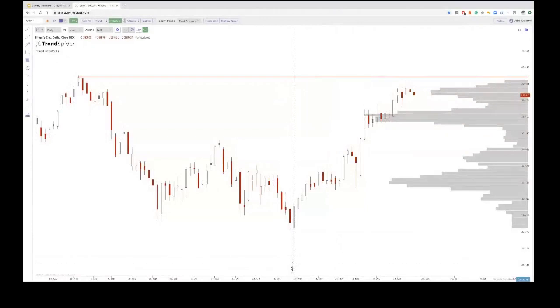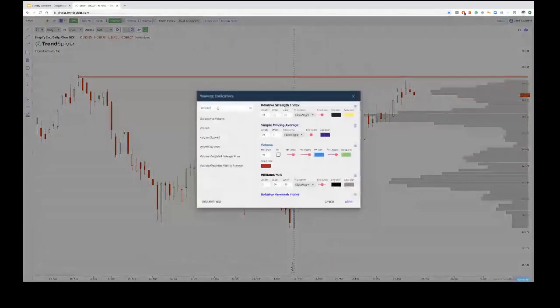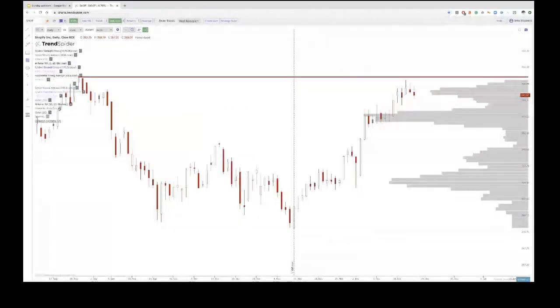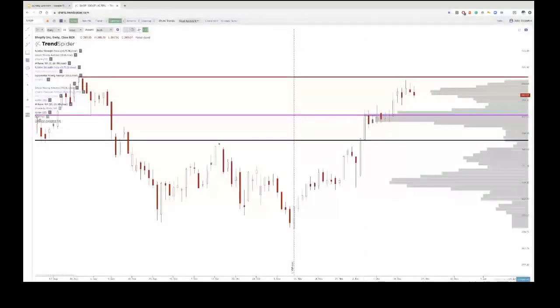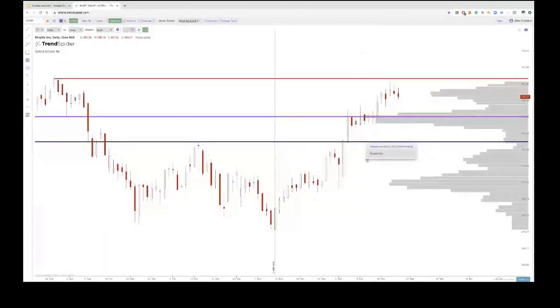How do we anchor the profile? When you go to volume by price, you just go to indicators, type in volume by price, and it will pop up under your indicator list. You can turn it on or off right here. You can also change this. If you want to add the point of control or the volume weighted average price, you can see that on here as well. To me, that just makes the chart a little noisy, but you can add those lines if you'd like.